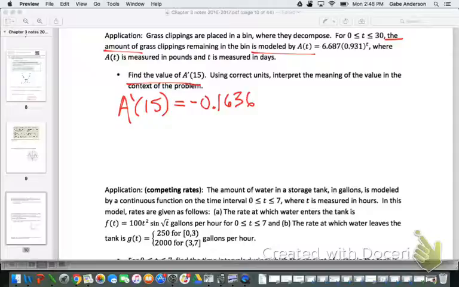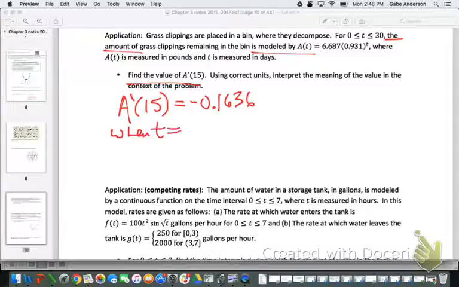So let me ask you a kind of a follow-up question to that. Since A prime of 15 is negative, obviously, Annie, can you tell us just a general idea of what that means? If A prime of 15 is negative, then A is decreasing. Yeah, A is decreasing when T is 15, right? That makes sense? Okay. So it says, using correct units, interpret the meaning of that value in the context of the question. So we could say something like this.